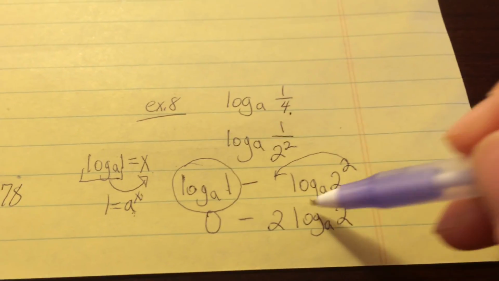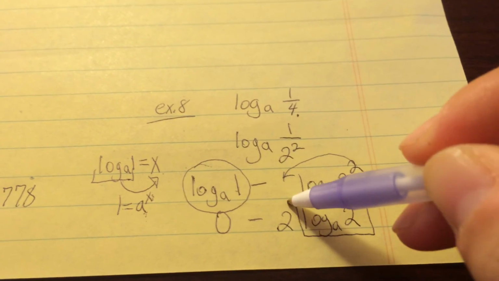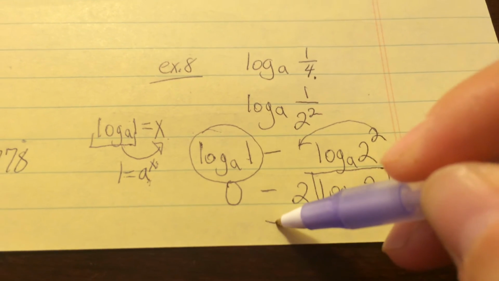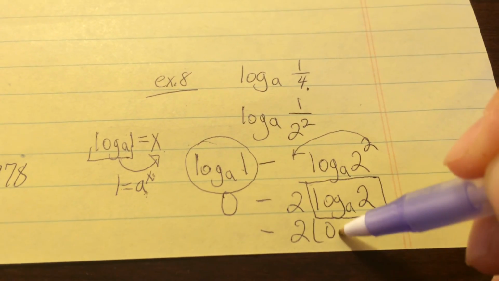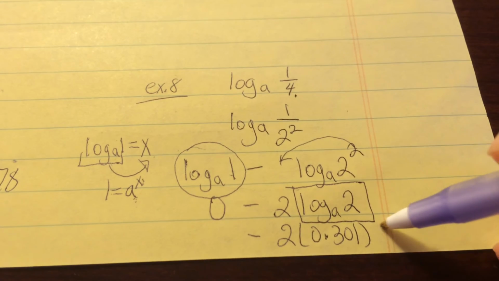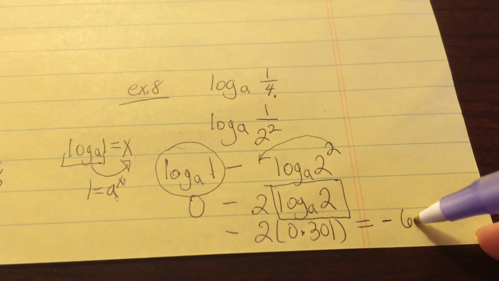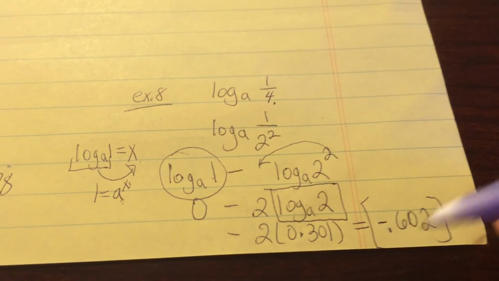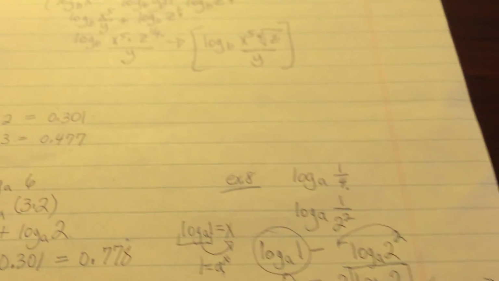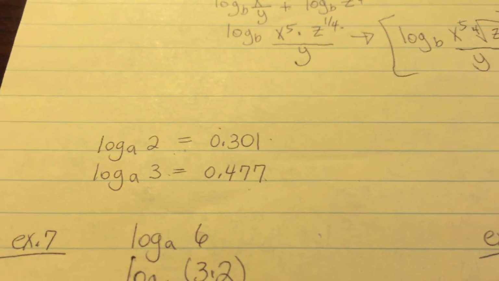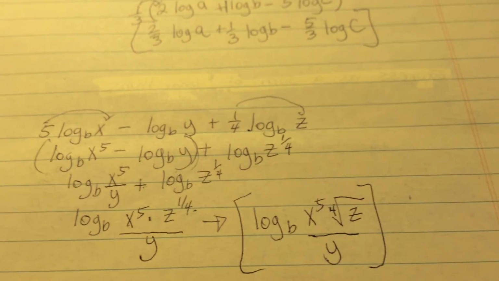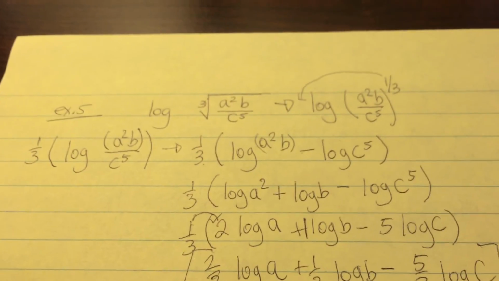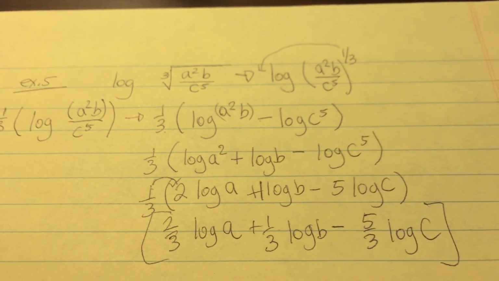So it's 0 minus, and then this piece right here, I can substitute in with this piece right here. So then it becomes 2 times 0.301. And if I multiply those together, it becomes negative, what, 0.602 as my final answer right there. Okay? So those are the types of problems that you'll be doing. You'll do some of this kind of problem, you'll do some of this piece right here where it's expanded and then you want to condense it, and then the vice versa where it's condensed and then you want to expand it as much as possible.